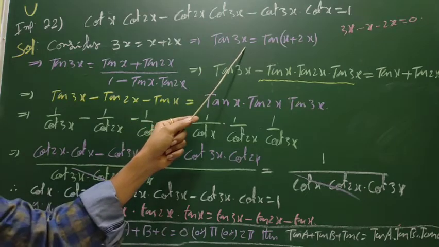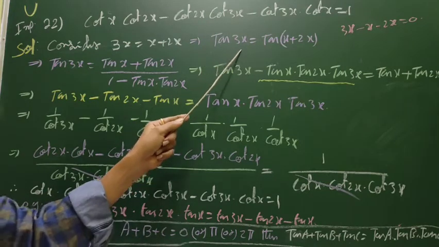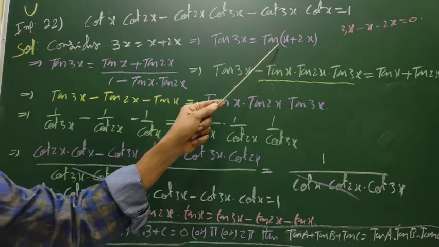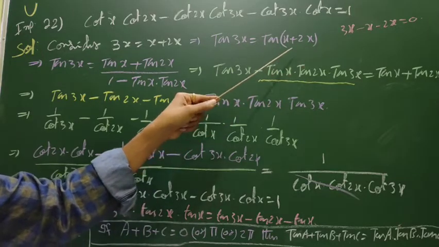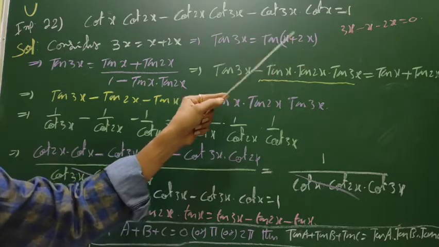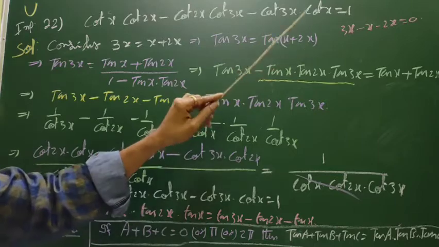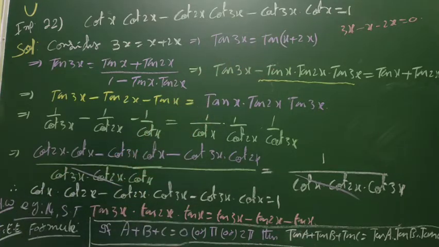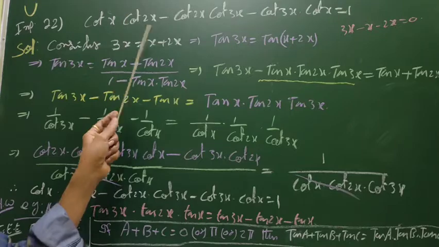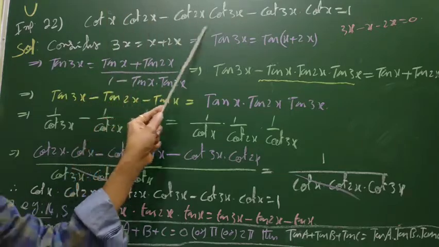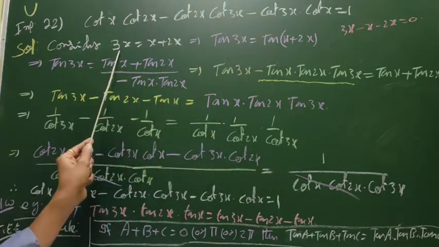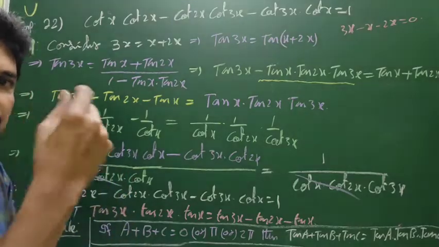We are using the tan, because the tan formula is easy compared to cot of x plus y. Tan of x plus y is an easy formula, so I am using the tan. Now when you observe the question, I am taking 3x is equal to x plus 2x.